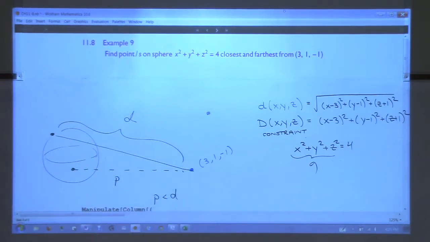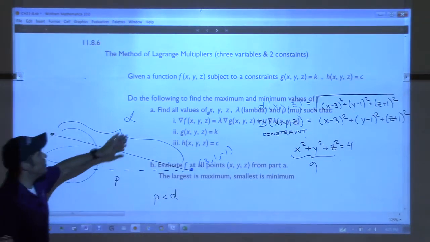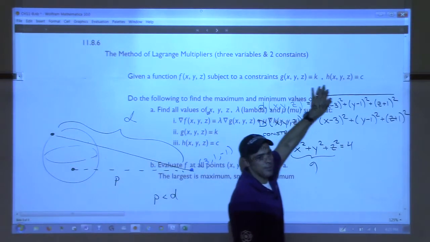And that almost wraps up Lagrange. What if we have a function of 3 variables and 2 constraints?